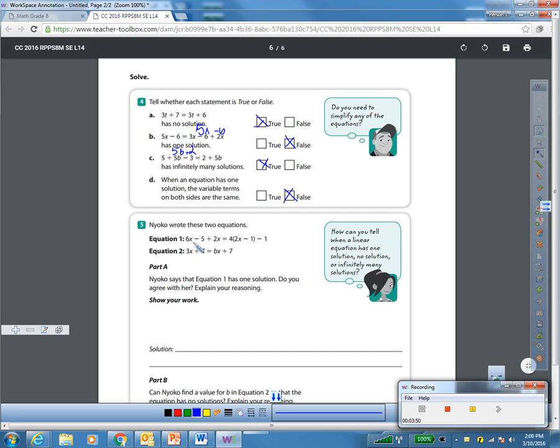Okay, in this one, we're looking at these 2 equations. Naoko wrote these 2 equations, and Naoko says that equation 1 has 1 solution. Do you agree with her? Explain your reasoning. Okay, so looking at this, let's see if it has 1 solution. We do a little simplifying here. I'm going to show my work down here.